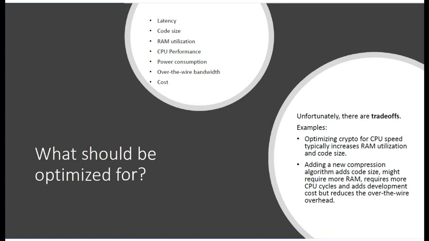The previous slides about the latency improvement raise an important question. What exactly should we optimize for? And it turns out that there are many potential optimization targets, not only latency, but also code size, RAM utilization, CPU performance, power consumption, bandwidth, and cost. The sad thing is there is a trade-off, and you cannot optimize for everything at the same time.